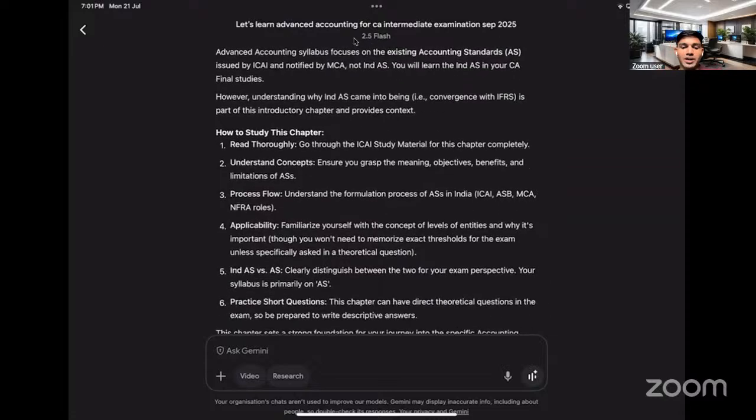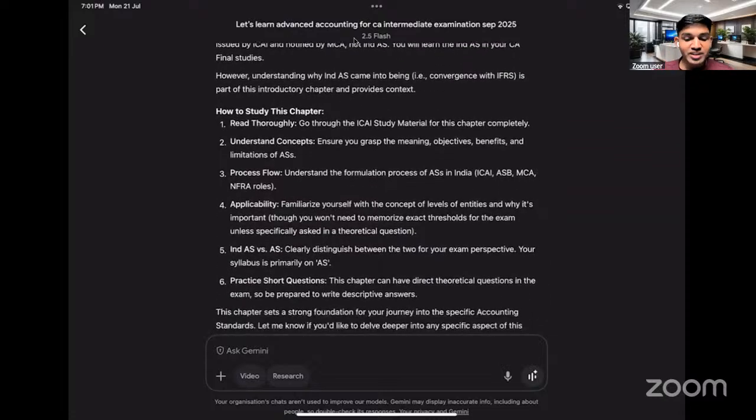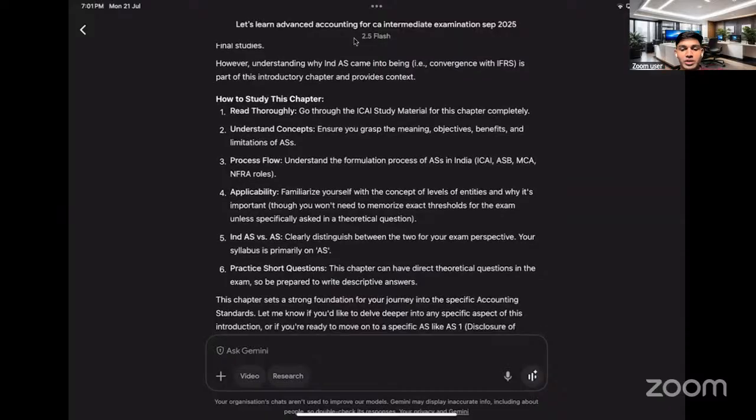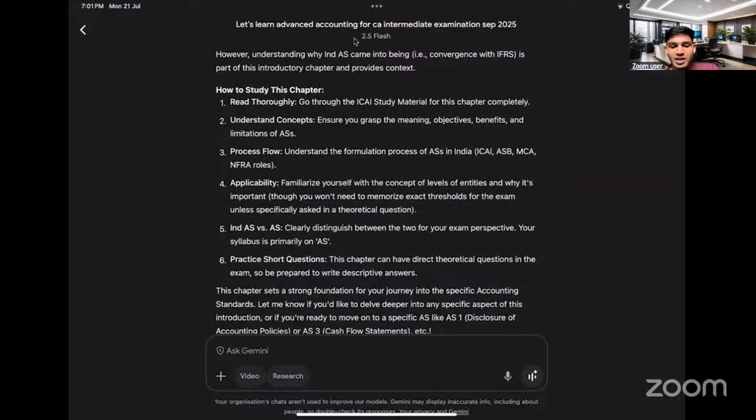How to study this chapter? Read thoroughly, go through the ICAI study material for the chapter completely. So we will go through the complete ICAI study material, the first chapter, that is Introduction to Accounting Standards. Then we will understand the concept, ensure you grasp the meaning, objectives, benefits and limitations of AS.